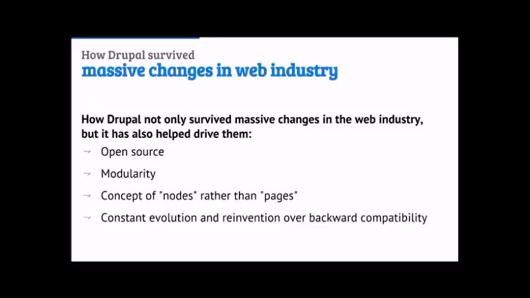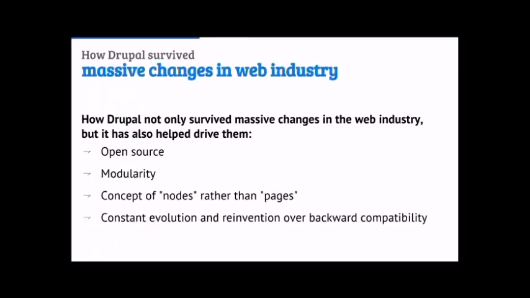It took the concept of nodes rather than pages. We are starting to see recently that the web starts to evolve less and less around pages, where we can have the node approach, which gives us the opportunity to display different content on different devices.